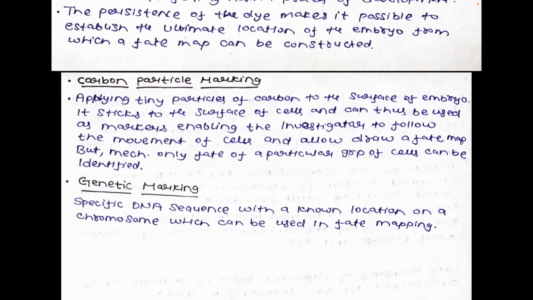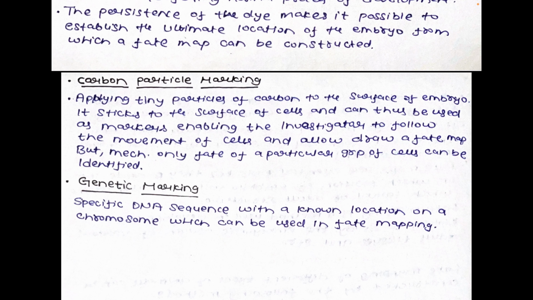The third method is the most powerful and the most modern, and it solves the fatal flaw of dyes and carbon markers that fade off or wash off. The key principle is that a specific DNA sequence with a known location on a chromosome can be used in fate mapping. This is the game changer.